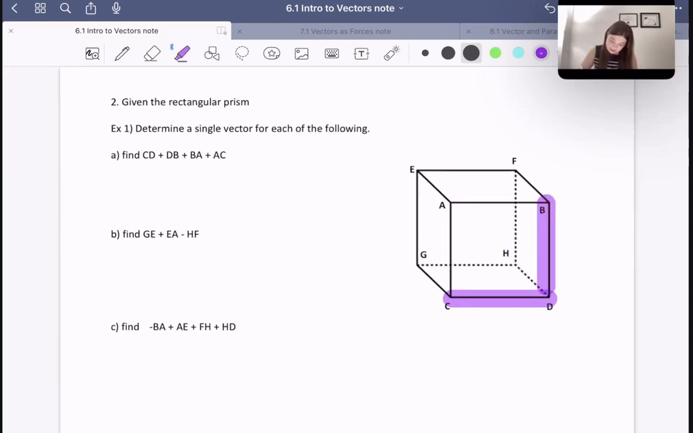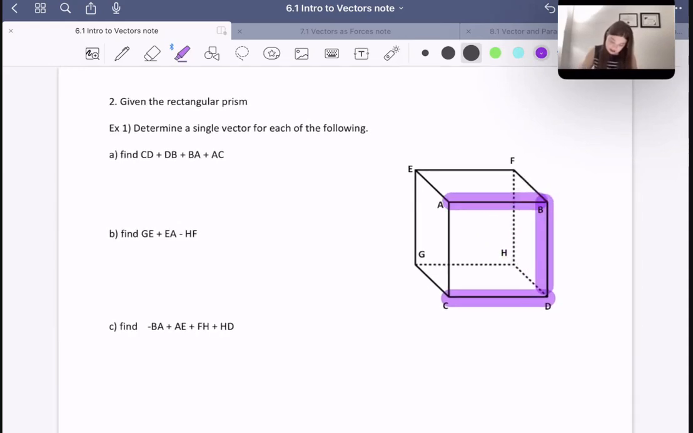BA, AC. Well, looks to me like this is the zero vector, right? This is just equal to our zero vector here, right? All we did was we went in a whole square and we got back to where we started. So it's the same as that.